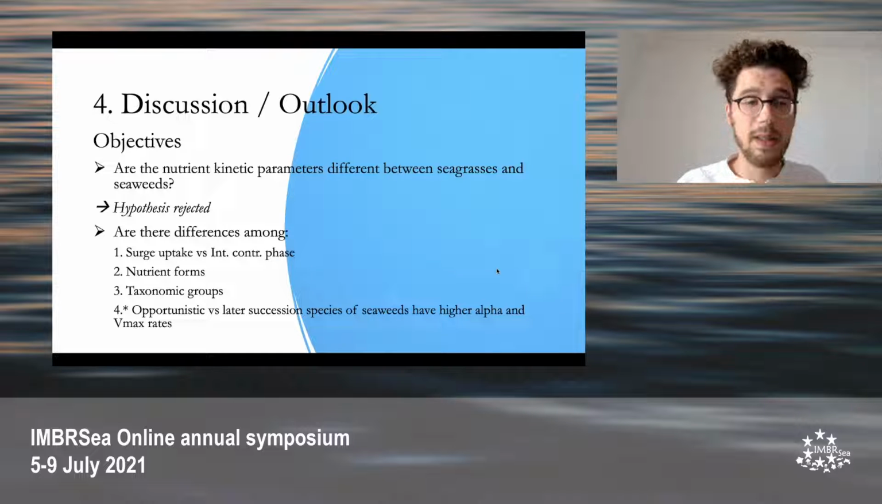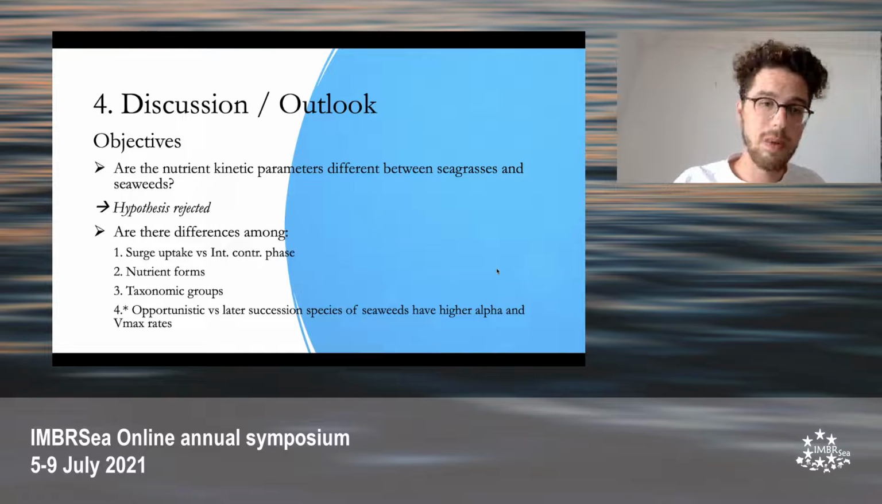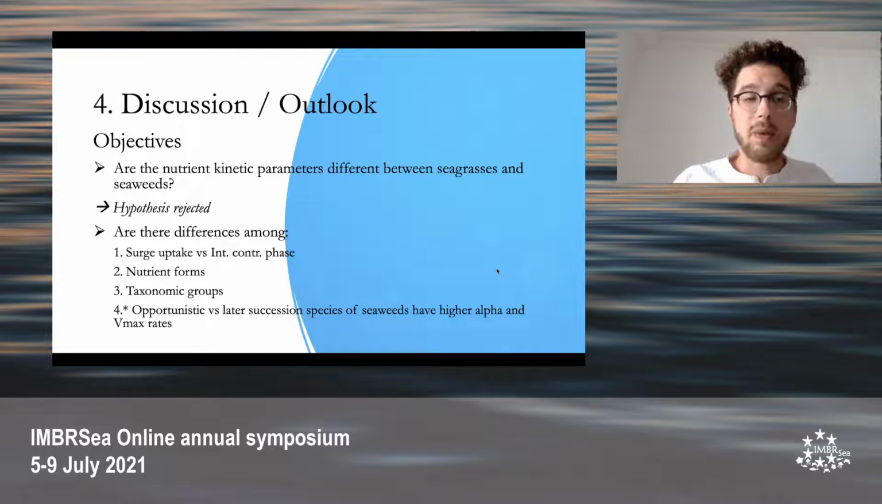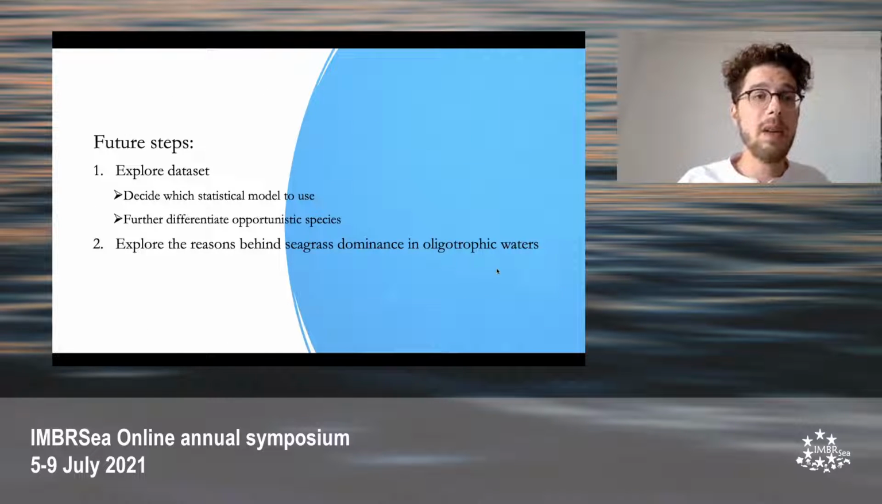We found differences among surge uptake and internally controlled phase, among the nutrient forms, especially ammonium and nitrate during surge uptake, and for phosphate during the internally controlled phase. We found differences among the taxonomic groups, as you've just seen. And for the opportunistic versus non-opportunistic species, that leads me to my future steps this coming month.